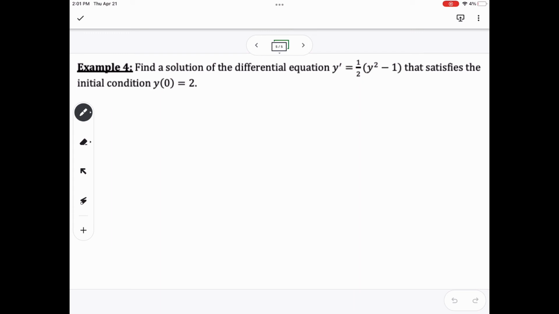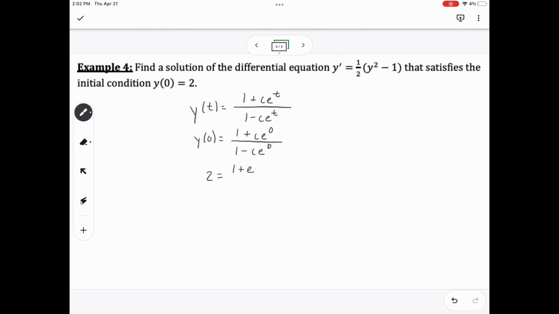Then example 4 ties in with example 3 using the same differential equation. They want to show that y of 0, meaning y sub t at t equals 0, is equal to 2. Anytime they add that in, it's the variable that they're doing the function with respect to. So I want to figure out what c is.